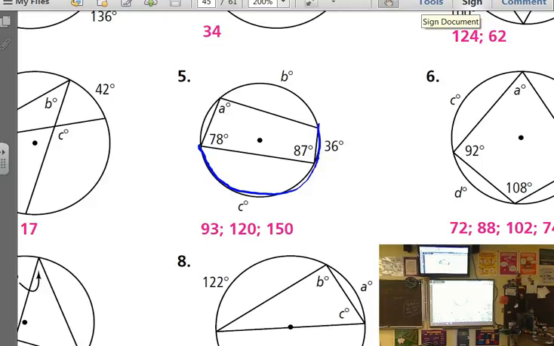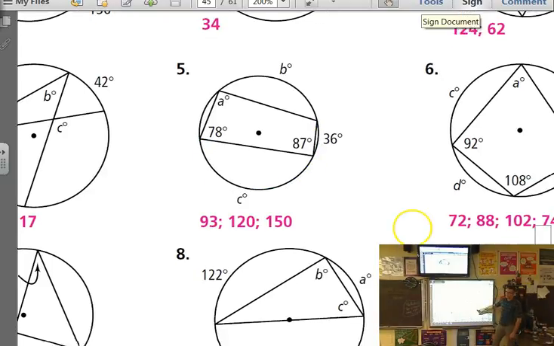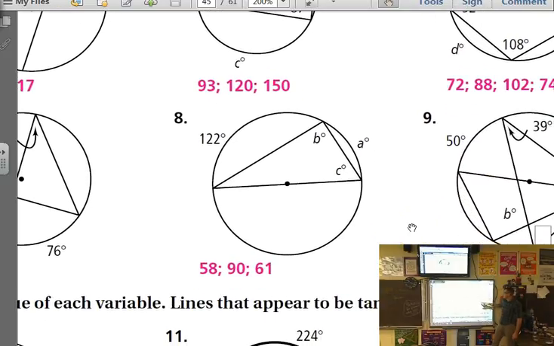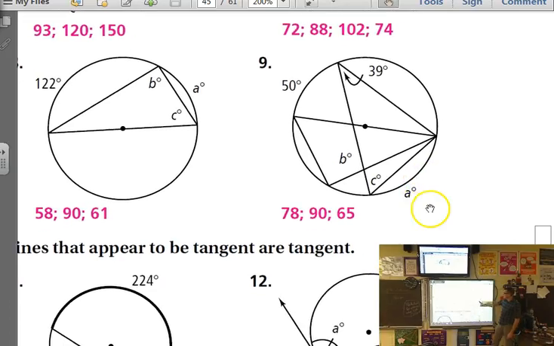Michelle? 17. Can you do 16 before that? Didn't somebody ask about 15 also? And 9. Yeah, I have 15, 16, 17, and 9. 9? Okay. Let's look at 9.